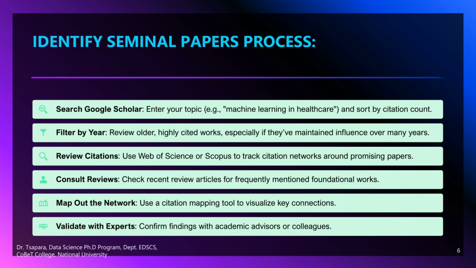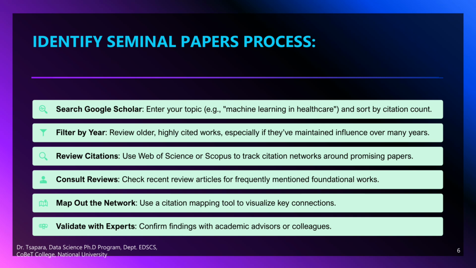Here is a step-by-step process to help you systematically identify seminal papers in your field. Start by using Google Scholar. Enter your topic, something like machine learning in healthcare, and sort the results by citation count. This helps you spot the most influential papers quickly. Next, filter by year. Older papers with sustained high citations often indicate foundational work that has stood the test of time. Use databases like Web of Science or Scopus to review citations and see how knowledge clusters around key studies.